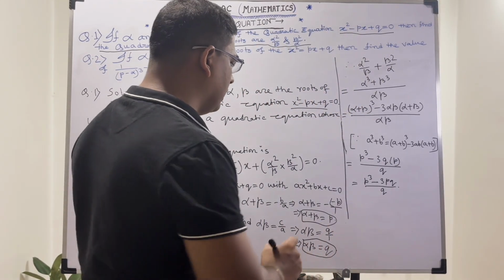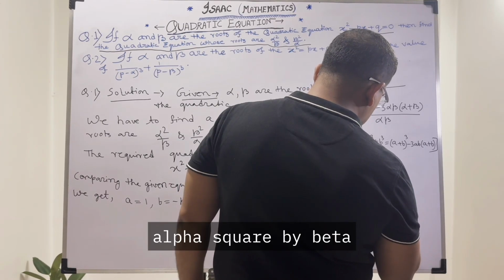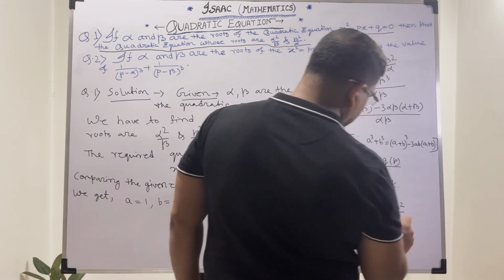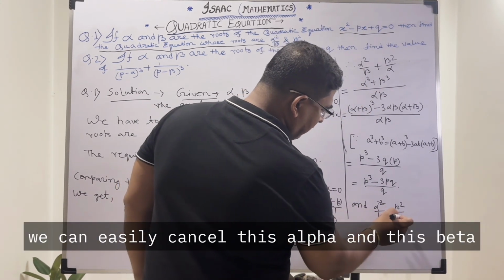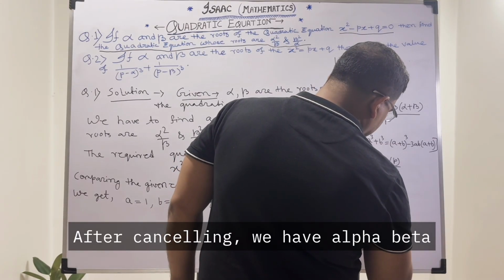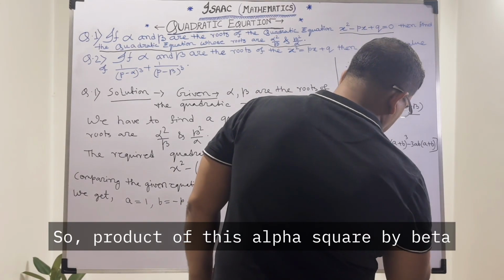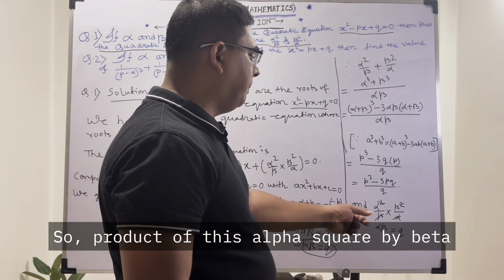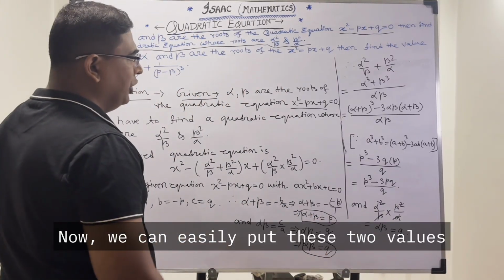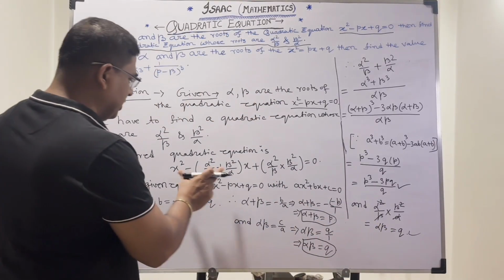Okay. And alpha square by beta into beta square by alpha, we can easily cancel this alpha and this beta. After cancelling, we have alpha beta, and we know alpha into beta is q. So the product of alpha square by beta and beta square by alpha becomes q. Now we can easily put these two values here.